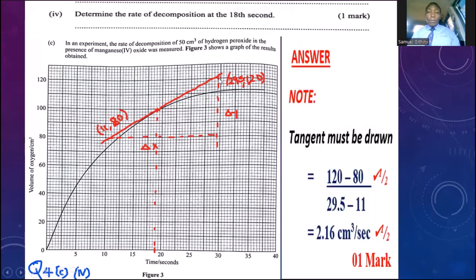Then you can read the 2 points. Over here, I have a point, 29.5 and 120. And then 11 and 80. Then do the gradient: change in y over change in x, half a mark. Getting the answer there, the unit must be there, cubic centimeters per second, another 1 mark.